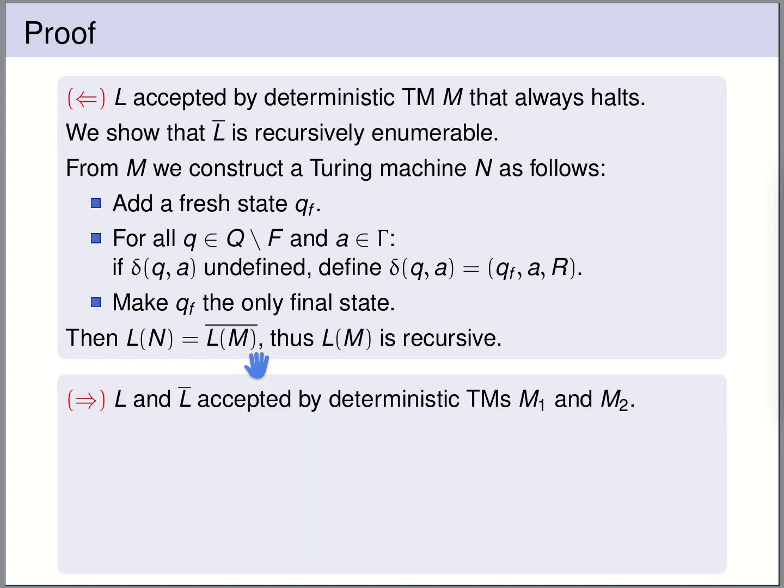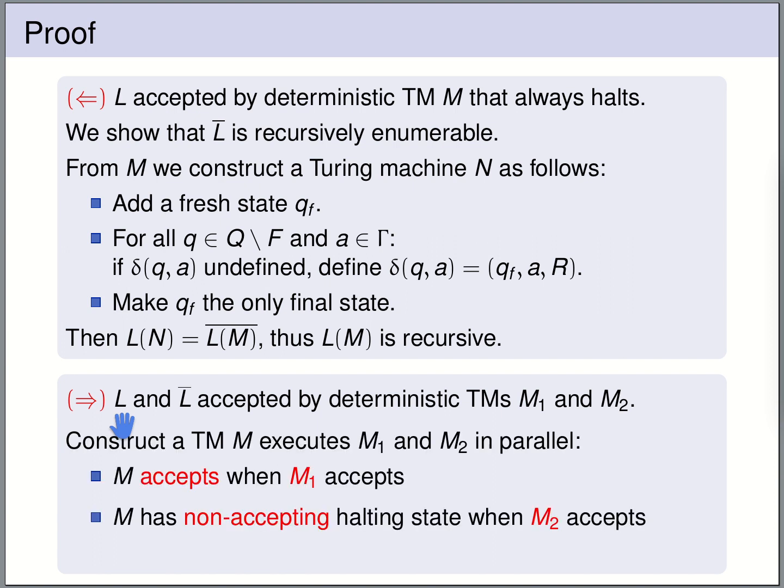Now the other direction works as follows. We are given that L and the complement of L are recursively enumerable. So we have Turing machines M1 and M2 accepting L and the complement of L. These Turing machines M1 and M2 do not necessarily halt on every input word. They can compute forever. But we want to construct a Turing machine for the language L that halts on every input word. Now how do we do this?